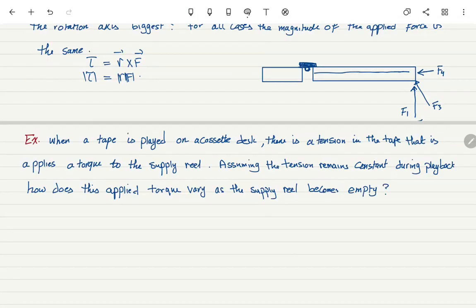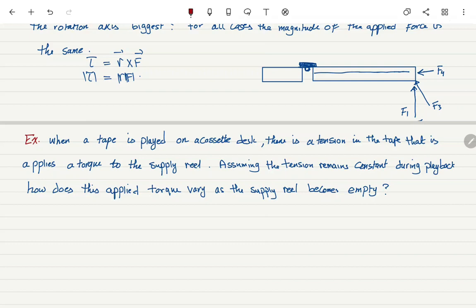Example: when a tape is played on a cassette disc, there is a tension in the tape that applies a torque to the supply reel. Assuming that the tension remains constant during playback, how does the applied torque vary as the supply reel becomes empty?